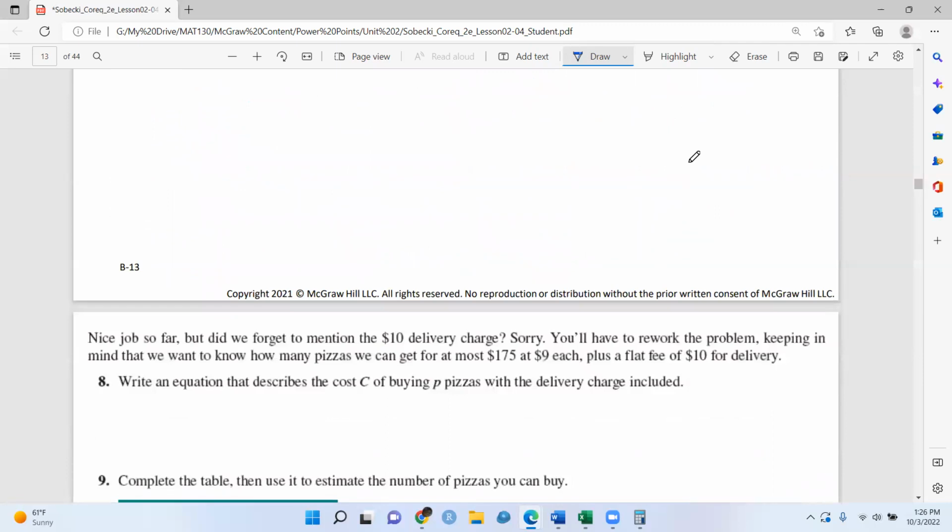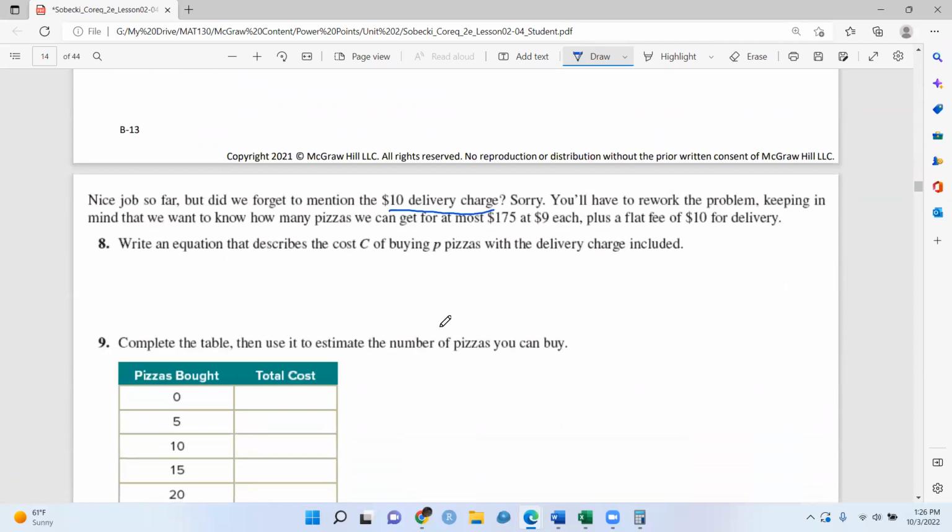Okay. So now the author says, well, let's complicate things. You don't want to drive to pick up these pizzas. You want the company to bring it to you for whatever reason. And so now there's a $10 delivery charge. So we're going to have to start the problem again. And we're now going to do this cost of buying pizzas with the delivery charge included. So we're going to start with this. What do we need to do to fix it? What do we need to add?